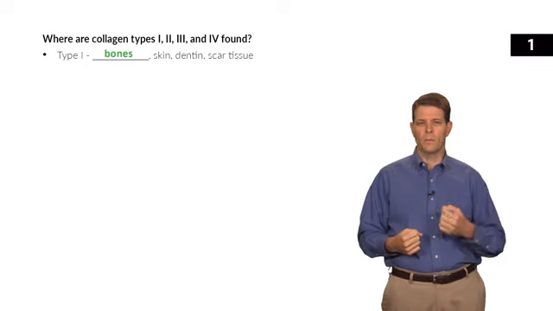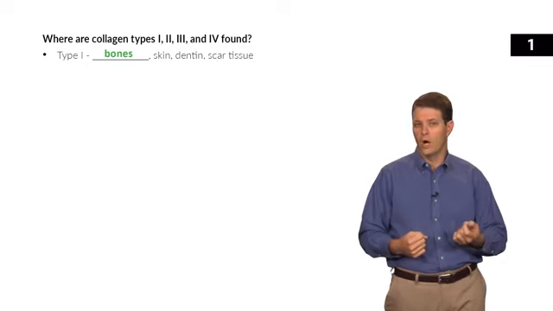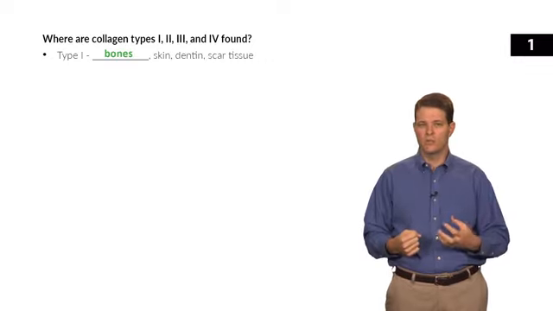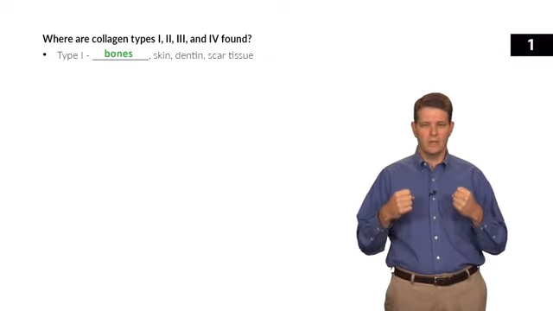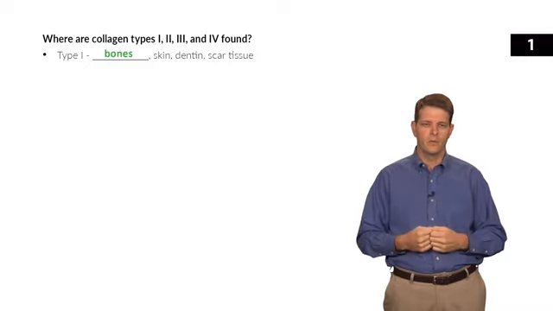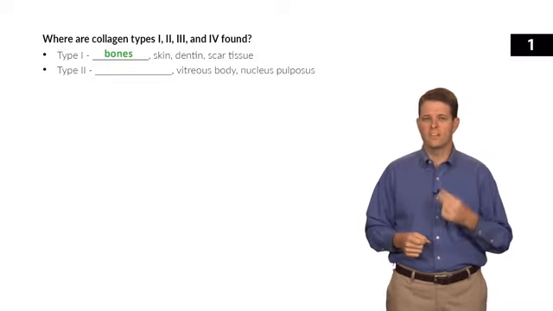You might remember that the word bone contains the word 1. Also wound repair, like scar tissue. Scar tissue is tough and strong, so you really have a lot of type 1 collagen to strengthen that healed wound. For type 2, I want you to remember the word slippery.